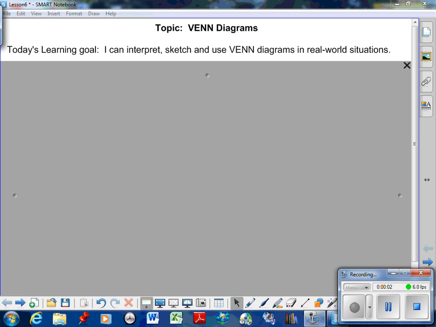Hey, welcome back to lesson 6, and the topic today is Venn diagrams. So Venn diagrams. I want you to be able to interpret, sketch, and use Venn diagrams in real-world situations.